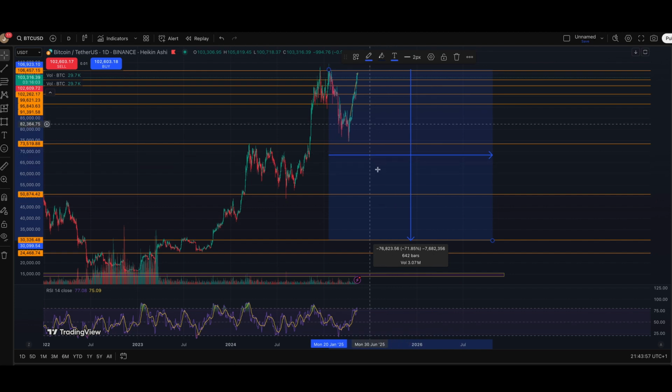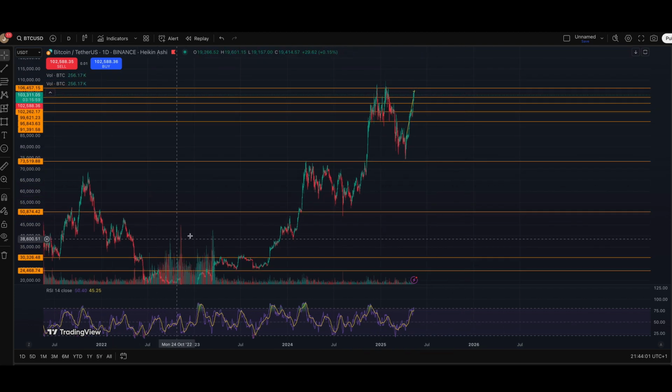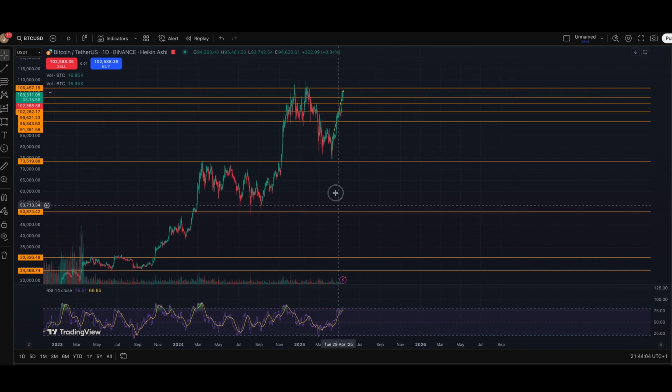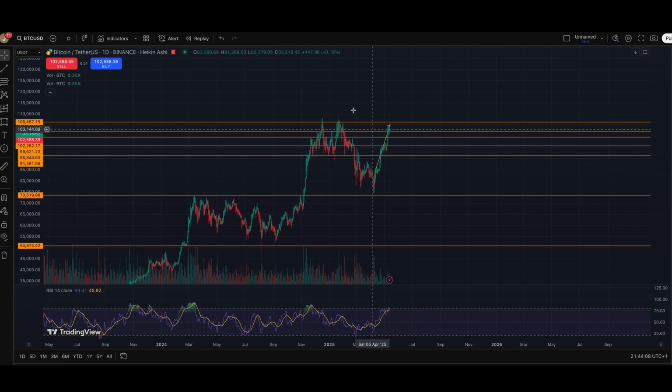So the idea is just to watch what the price is doing and react to what's happening on the actual price action. That's it for me for today.